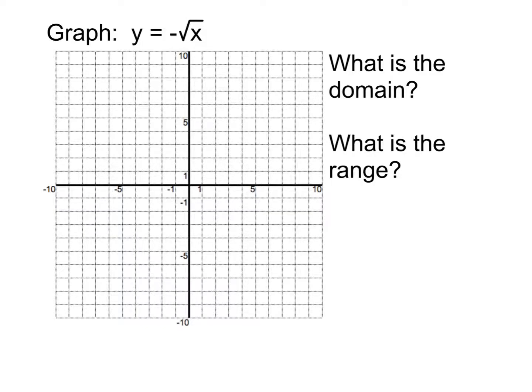All right, so when you have the negative out front, remember that that's going to be a reflection across the x-axis. Since it's a reflection across the x-axis, there's no shift. Therefore, your first point, it's unchanged. Your first point is still at 0, 0.